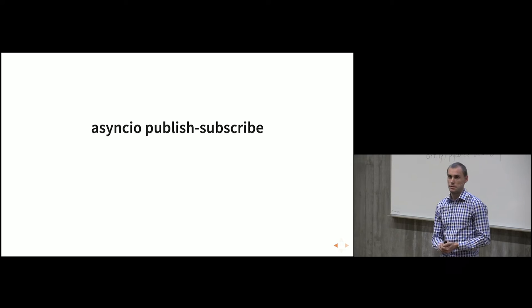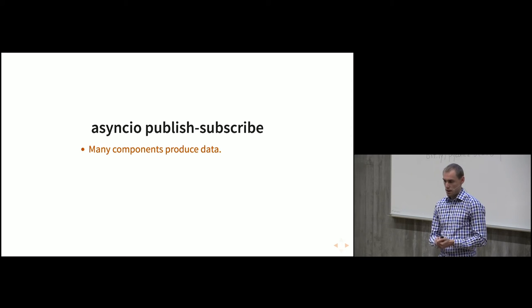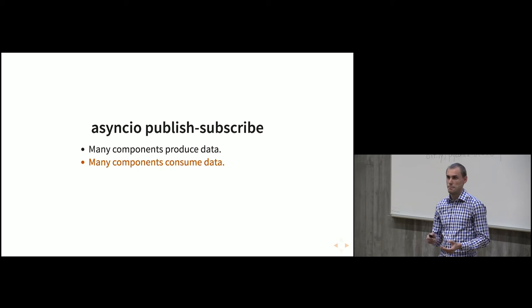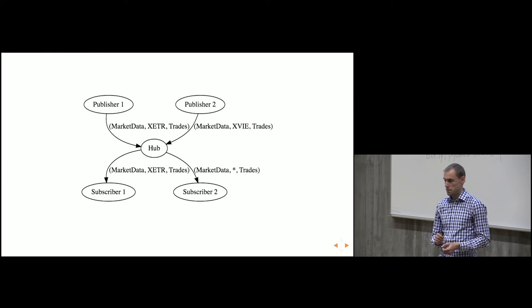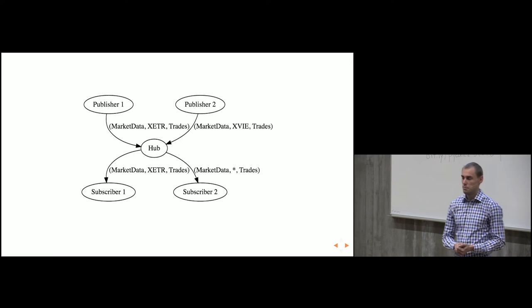Now, let's talk about the publish-subscribe system that I mentioned a couple of times already. The situation is we have many components in the same process that produce data, and then many components that consume that data, and it's a many-to-many relationship. So the way we do this is we have a central hub routing all the messages. Publishers, or producers of data, just send their messages to the hub, and the hub is responsible for fanning out the data to subscribers. So again, a simple example, you've got two publishers there, one hub and two subscribers.